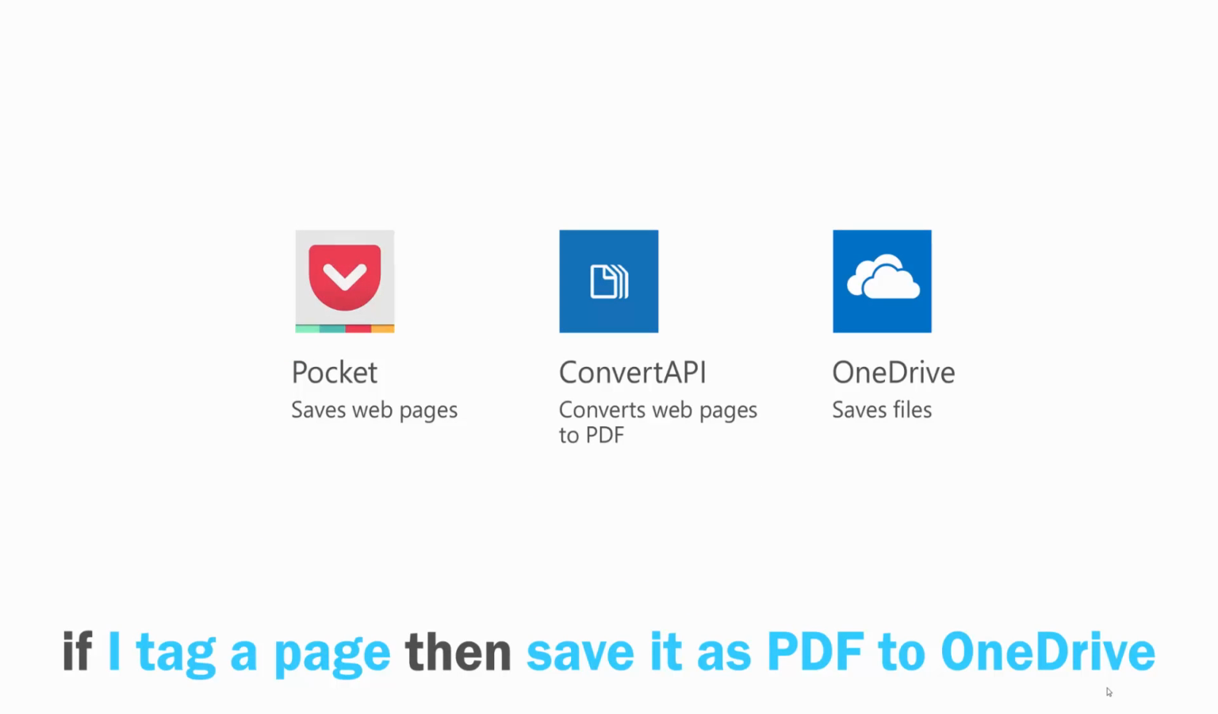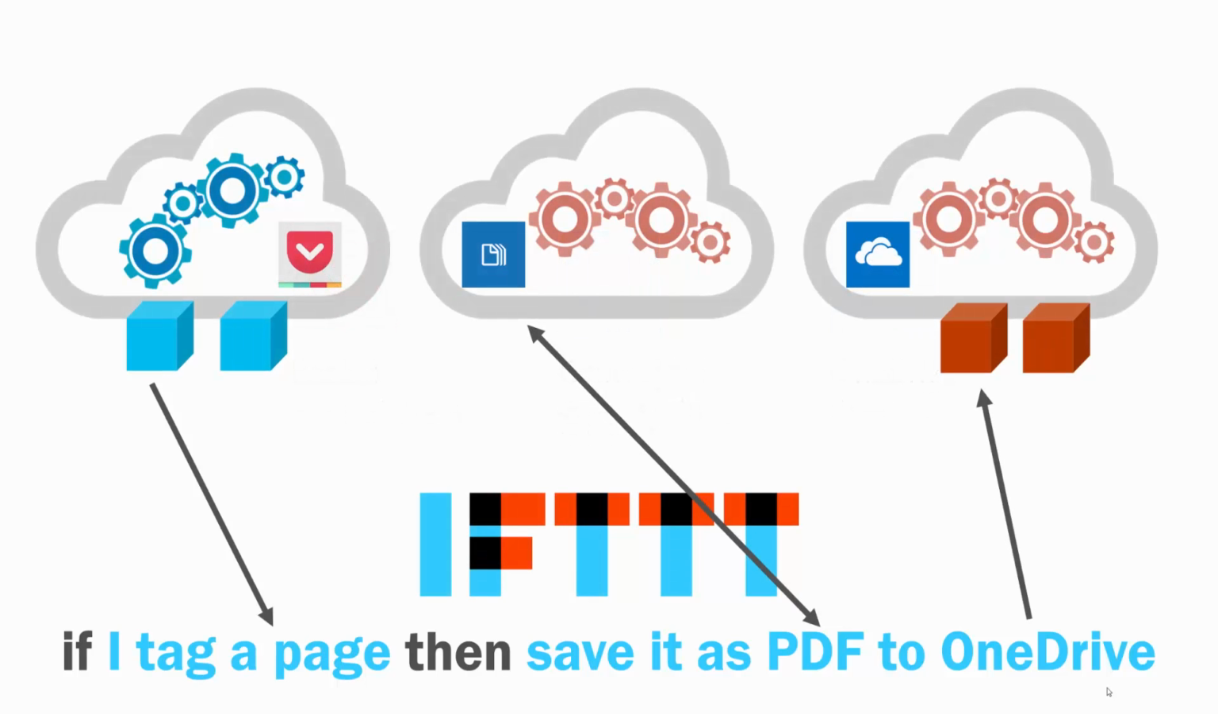So now we have all the pieces we need. We have Pocket saving web pages, Convert API converting web pages to PDF, and OneDrive saving files. So now, if I tag a page, then I can save it as PDF to OneDrive. The IFT recipe will look something like this. If in Pocket I tag a page, then we're going to convert it to PDF and save it to OneDrive.